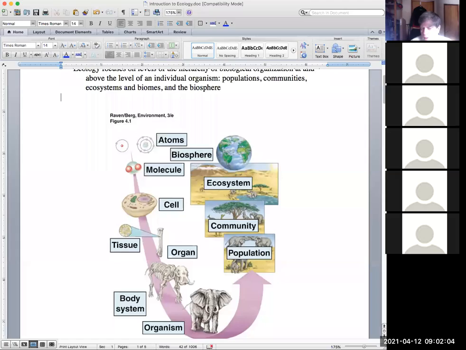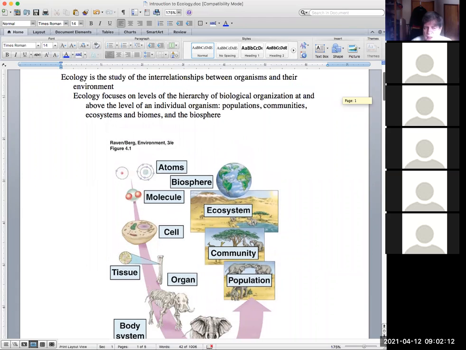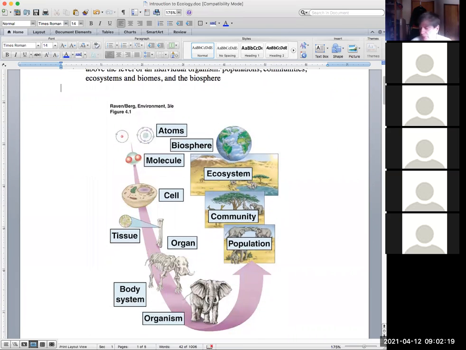And this is really going to be our topic for the rest of the semester. So we're going to look at various aspects of ecology. And before we begin looking at the details of ecology, I want to go back to something that we talked about back in chapter 1 of Biology 105.